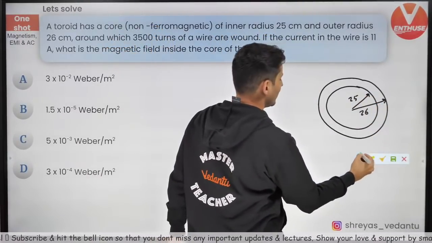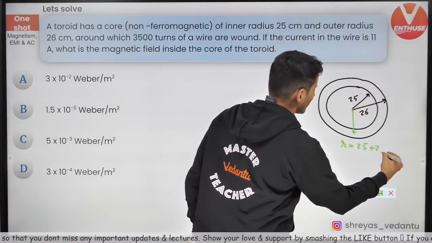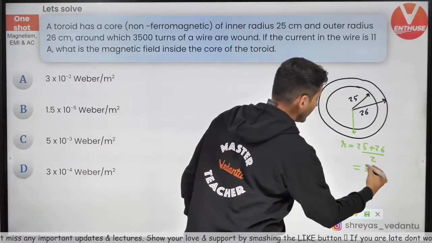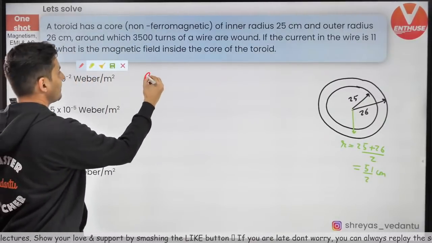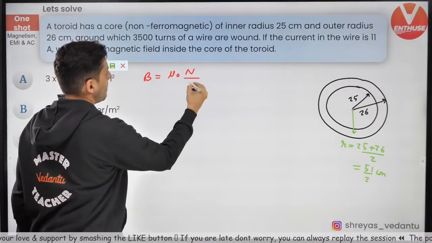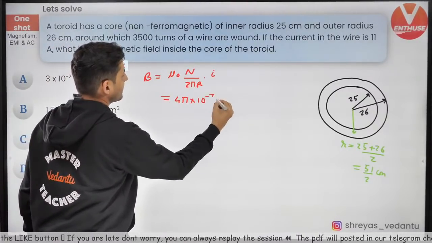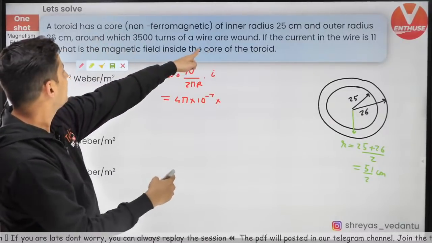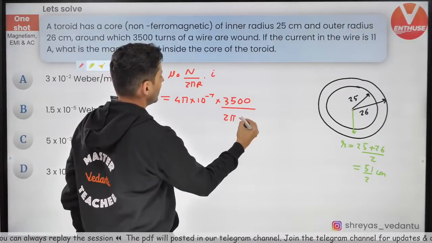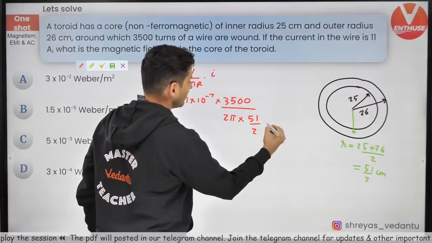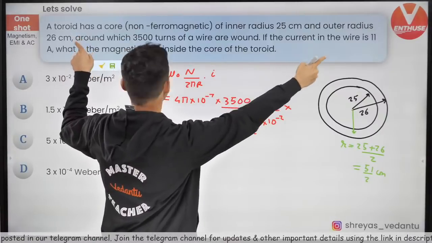26. So basically, the average radius, the radius of the solenoid will be 25 plus 26 by 2, which is 51 by 2 centimeters. So the final answer, the field will be mu naught n by 2 pi r into I. Mu naught is 4 pi into 10 to the power minus 7. Number of turns, is it given? Yes, somewhere it is given. 3500 divided by 2 pi into radius. So what is the radius? 51 by 2, but that's centimeter, so into 10 to the power minus 2 into current. What is the current? Current is 11.